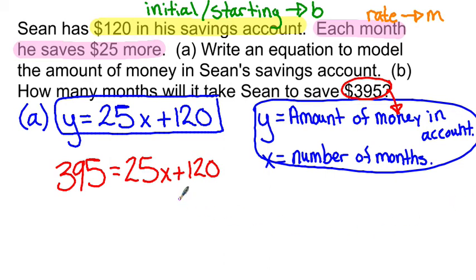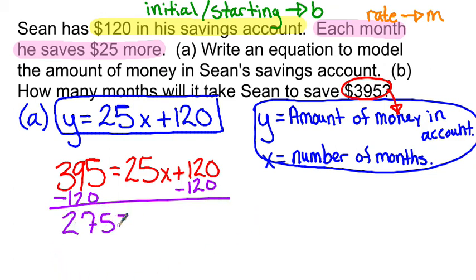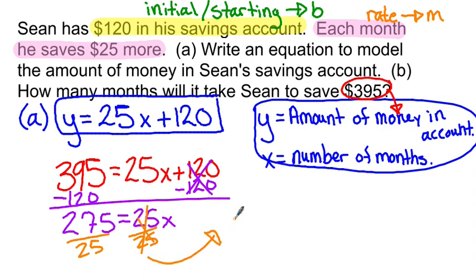Step number 1, subtract 120 from each side. Leaves me with 275 is equal to 25x. And then lastly, I will divide by 25 to isolate the x variable. When I divide by 25, I will get x equals 11. Or in other words, 11 months.